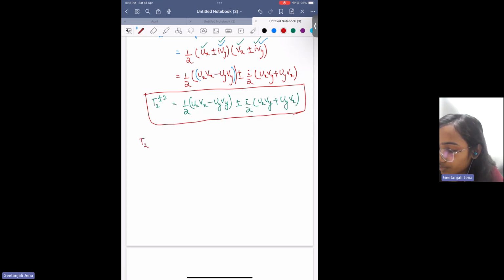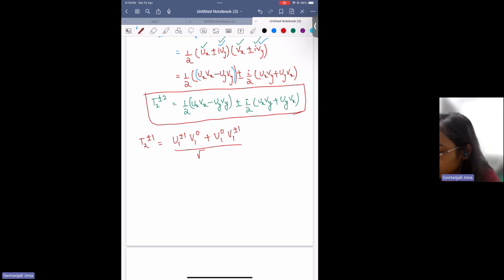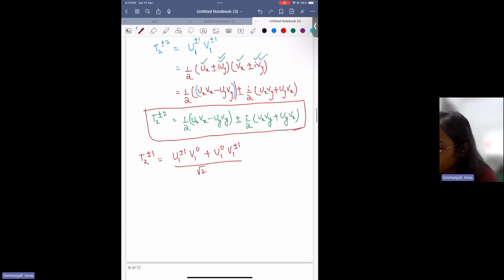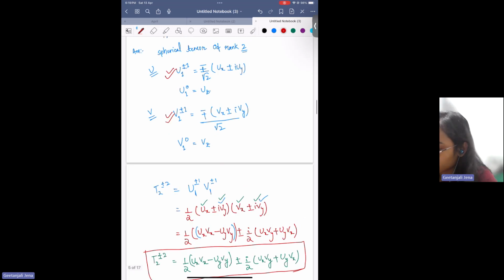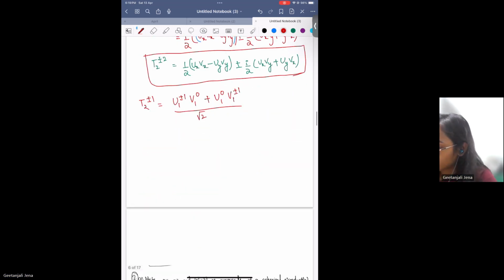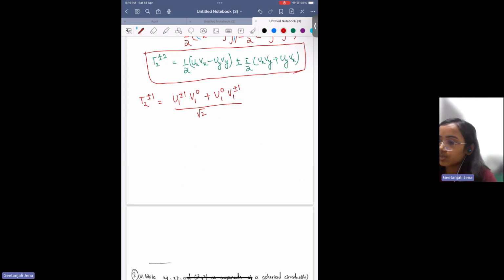Now for t2 plus or minus 1. So here q is plus or minus 1. So plus or minus 1, you can get it either by taking u1 plus or minus 1 and v as 0, or you can get it from u0 and v plus or minus 1. So that will be normalization factor, which is root 2. So now you have to put the expressions for u1 plus or minus 1 and v10, v1 plus or minus 1 and u10.